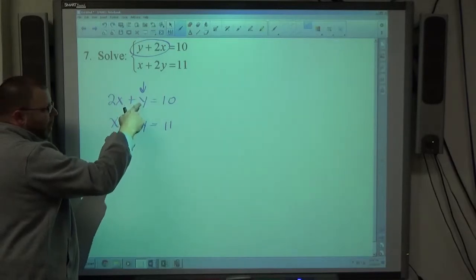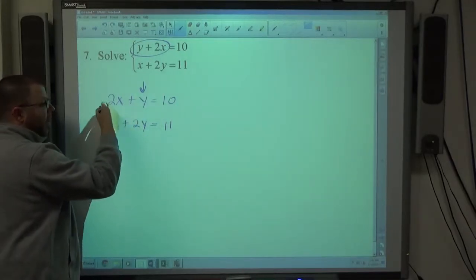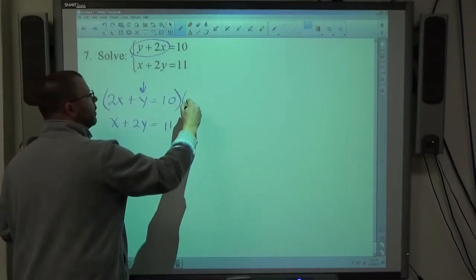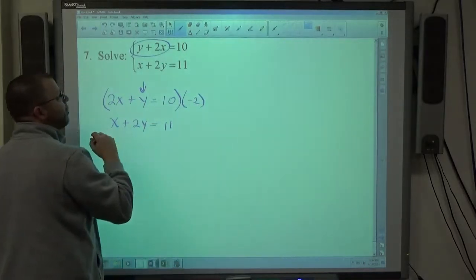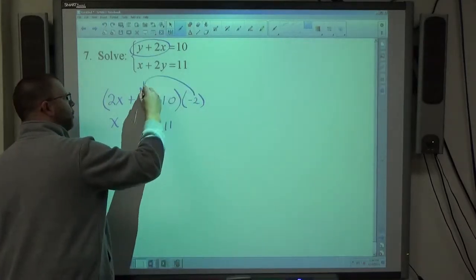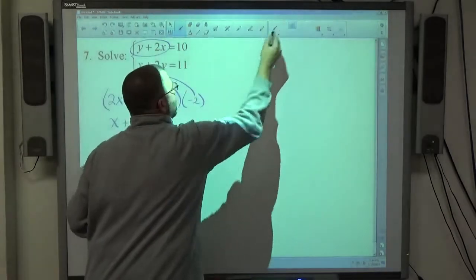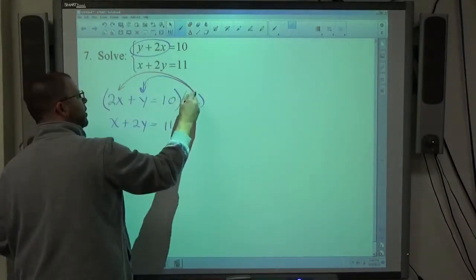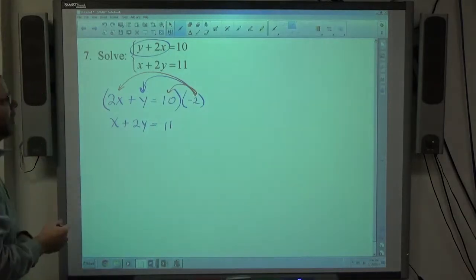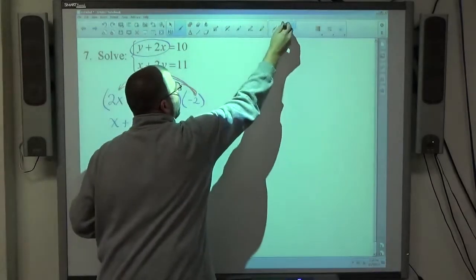This is positive y, that's positive 2y. They're the same sign. So what I'm going to do is multiply by a negative 2 on the top. End result will be negative 2y to go with the positive 2y. The consequence is that this becomes negative 4x, that becomes negative 20. So all the signs change, but I get what I'm looking for.